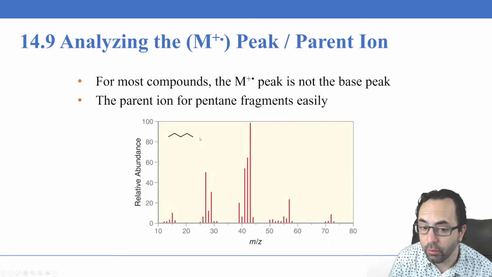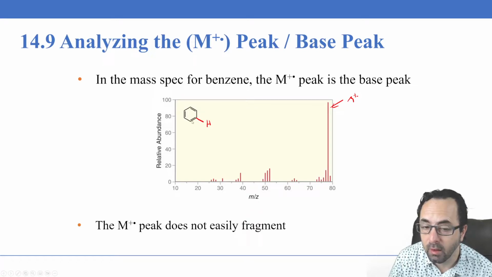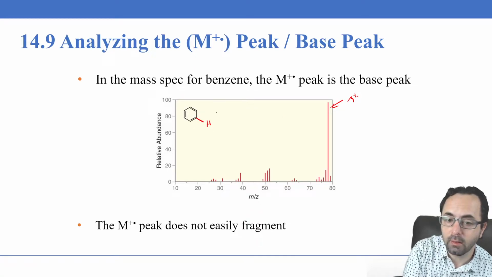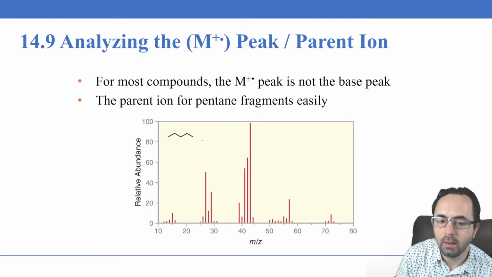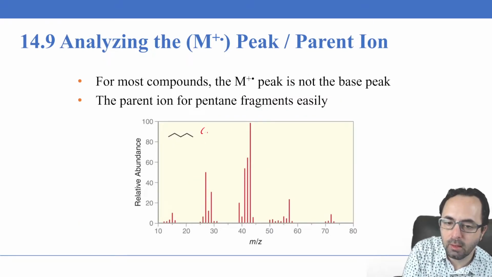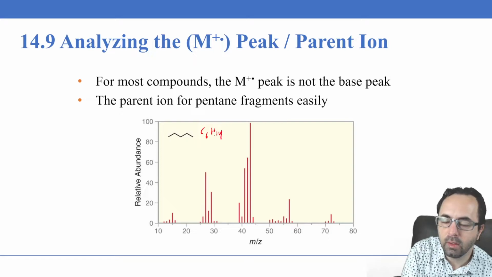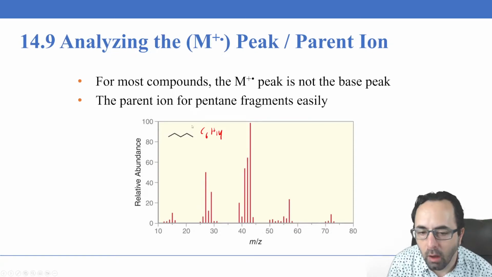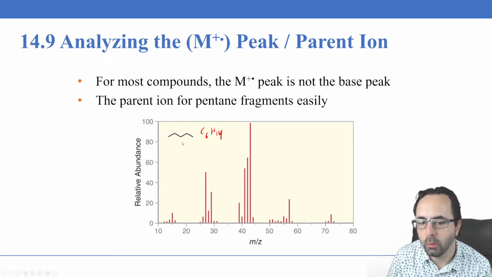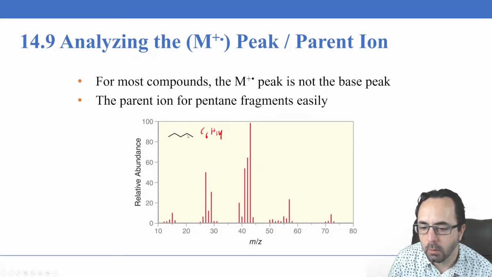Whereas if you have a straight chain hydrocarbon like this, so this was benzene, C6H6. This is hexane, so C6H14. All single bonds, and you can see those single bonds break quite easily. And so we've got all kinds of fragmentation. Often when you have a long hydrocarbon chain, you don't even see the molecular ion.